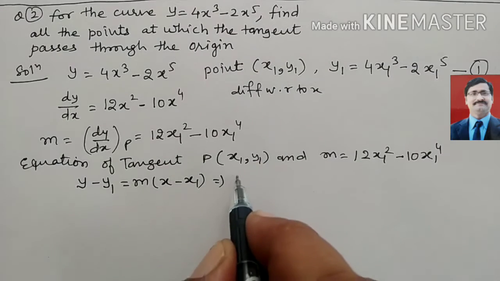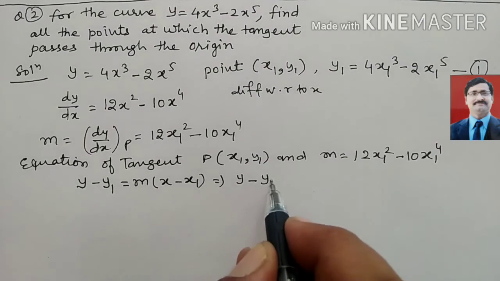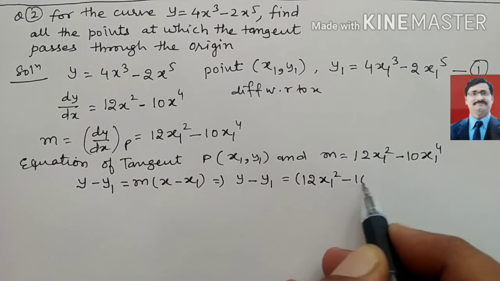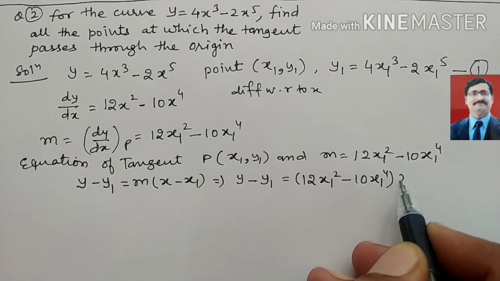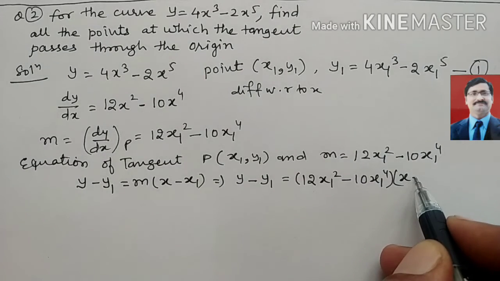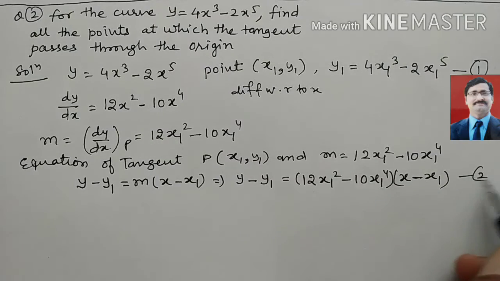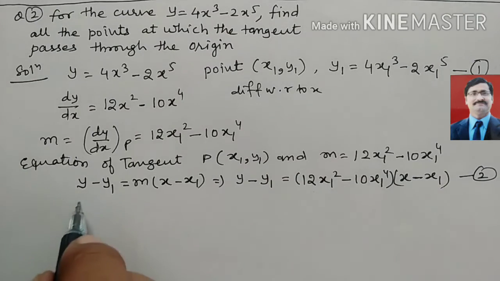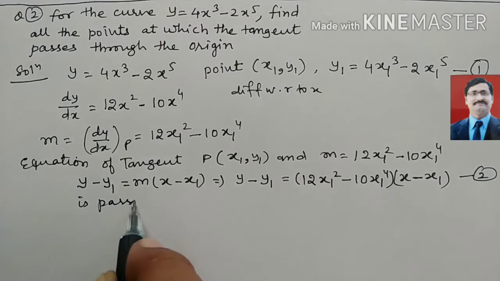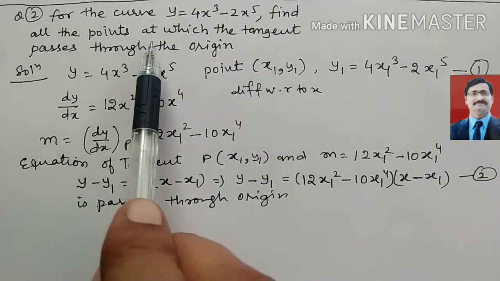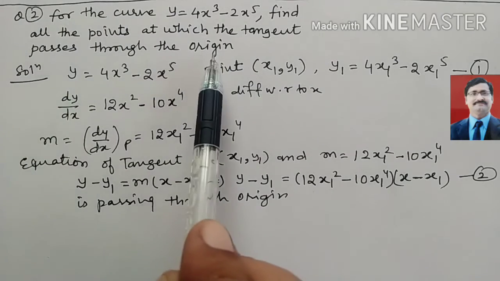And look here, this implies that y minus y1 is y1 only. M is here 12 x1 square minus 10 x1 power 4 into x minus x1. Now, you can write this is the equation. Okay, now this equation is passing through origin. Look here, in the question it is given that all the points at which the tangent passes through the origin.